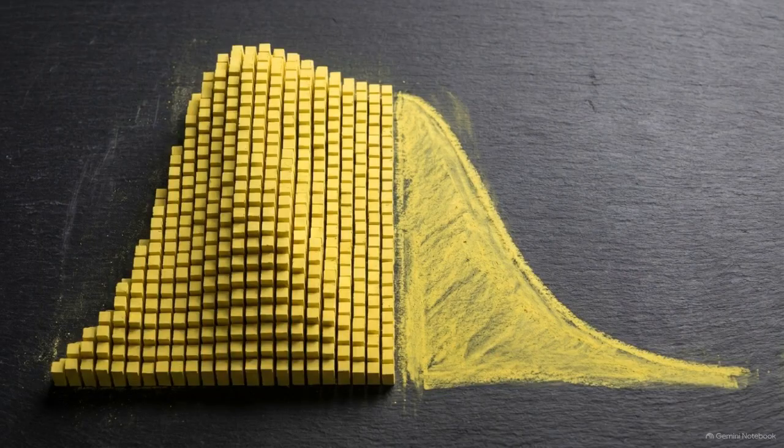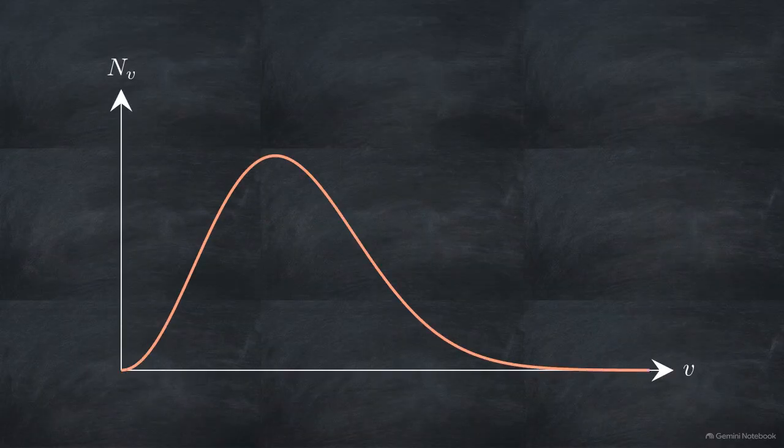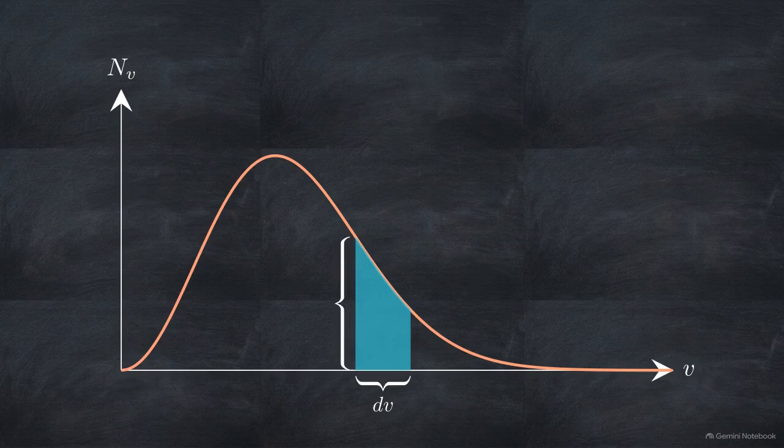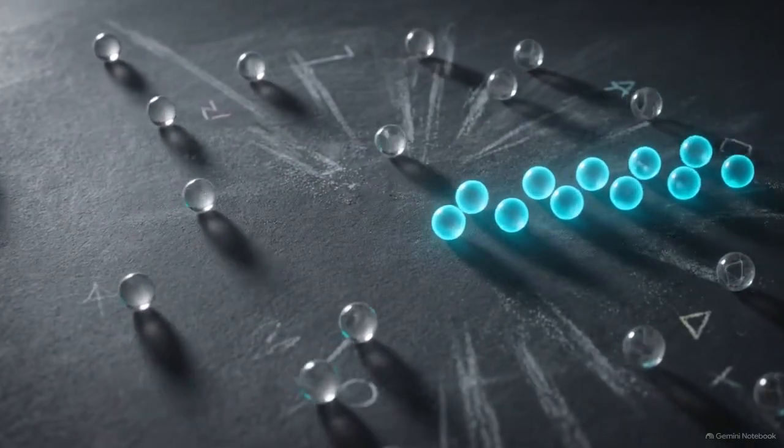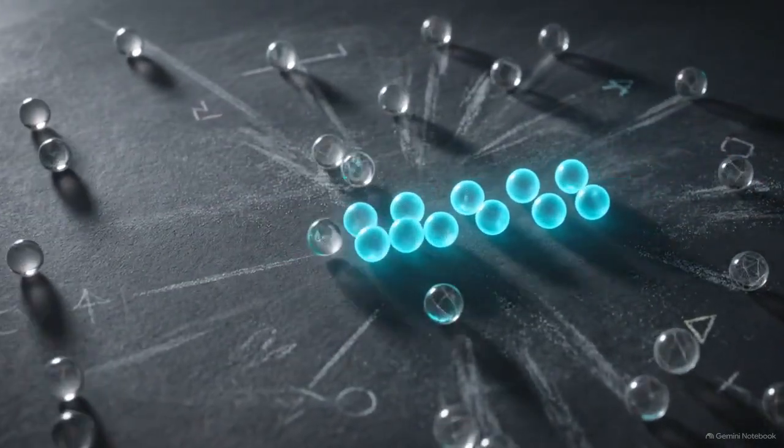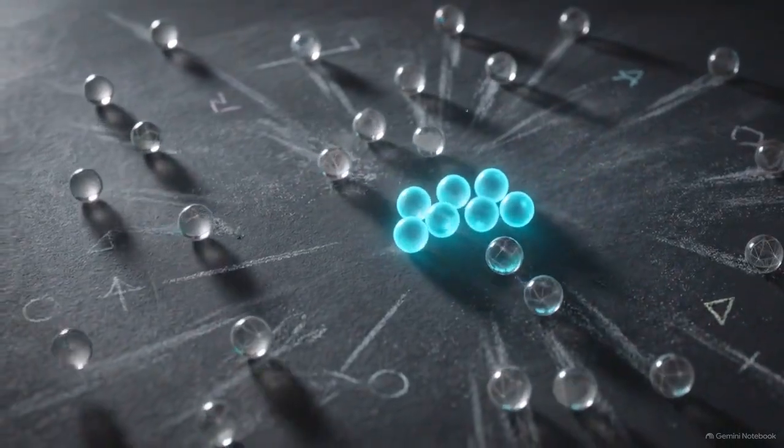To extract macroscopic data from this continuous curve, we rely on the principles of calculus. We isolate a range of speeds by taking a differential slice under the curve. Its horizontal width is dv, representing a tiny speed increment. The vertical height, from axis to curve, is the function value n sub v. Multiplying the height by the width gives us the area of the slice, which we call dn. Physicists interpret dn as the precise number of molecules possessing a speed strictly between v and v plus dv.